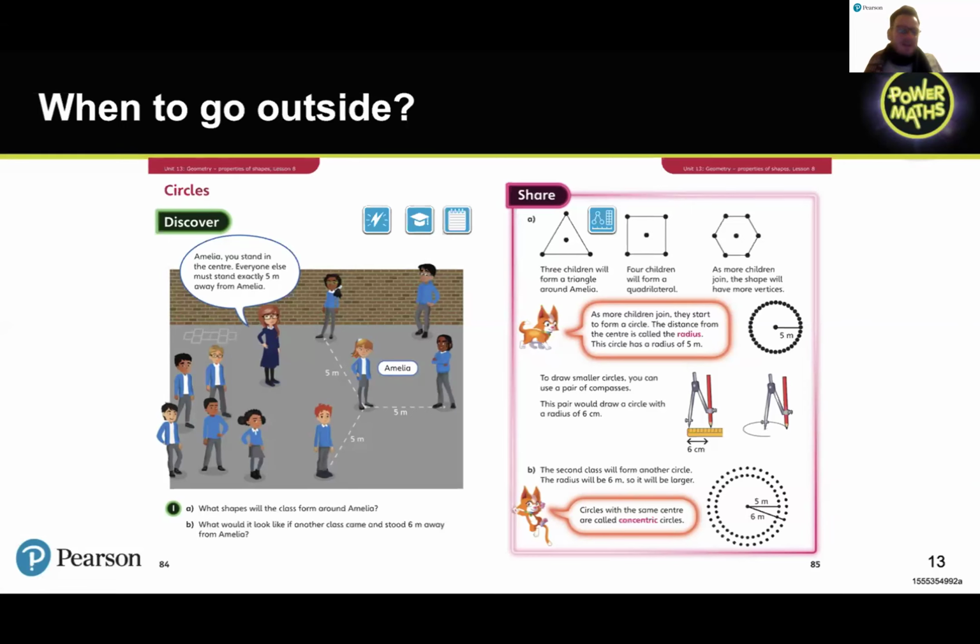And then the class will say, yeah, let's go outside. And you've got the theatre of it. Yeah, let's go. And they feel like, yeah, we're doing something fun. We're not doing sums. We're going to go outside. And yes, it's fun and it's practical.